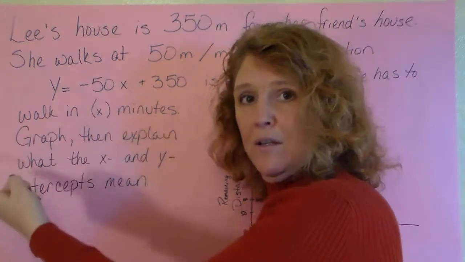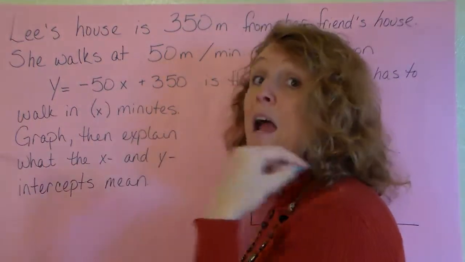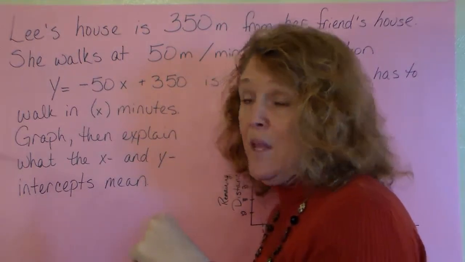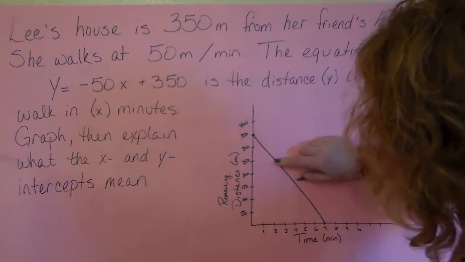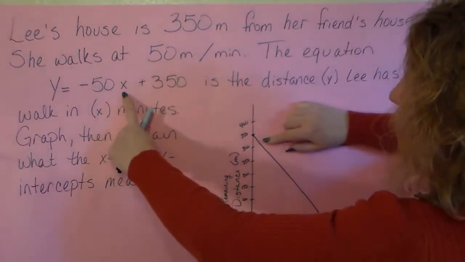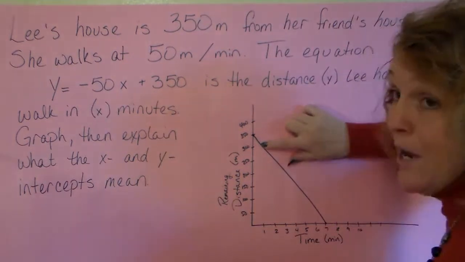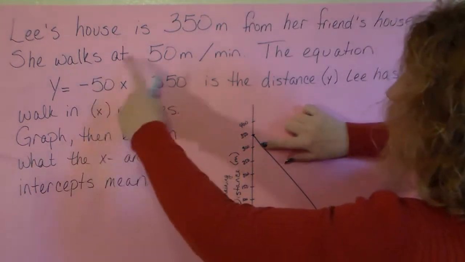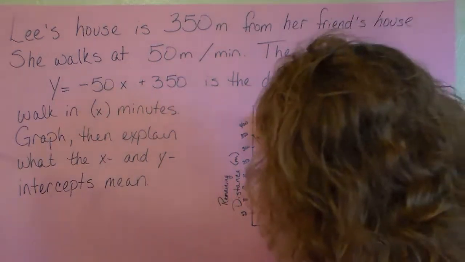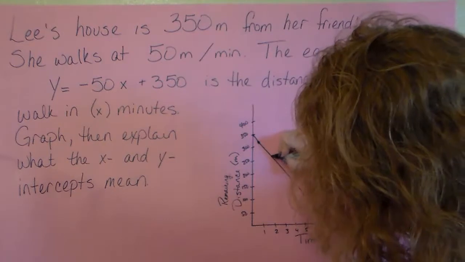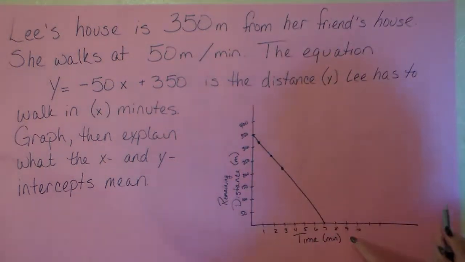When x equals 1, what is y? When x equals 2, what is y? When x equals 3, what is y? And now you can graph your line. And your line ends up doing this. After 1 minute, she's walked 50 meters, so she's got 300 left. After 2 minutes, she's walked 100 meters, so she's got 250 meters left. So you're ending up graphing this. And it gets you all the way down in here.